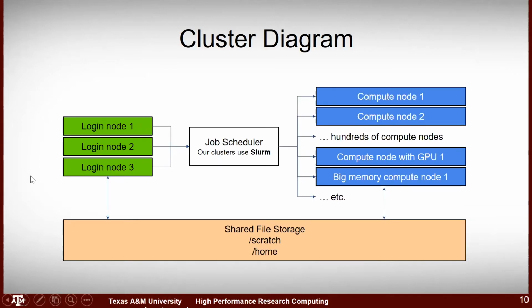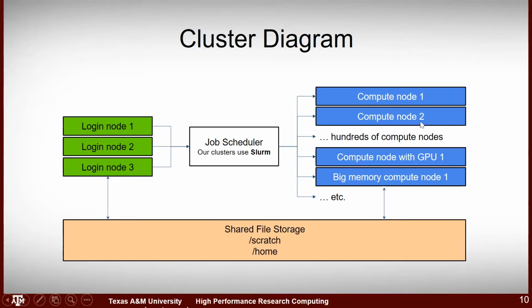Now, how about a slightly more detailed version of this diagram? There are multiple login nodes, but not very many. They will literally be numbered 1, 2, 3, or 4. I think Grace has 5 of them. Faster only has 4 of them. Terra has, I don't remember how many. I think Terra has 3 or 4.